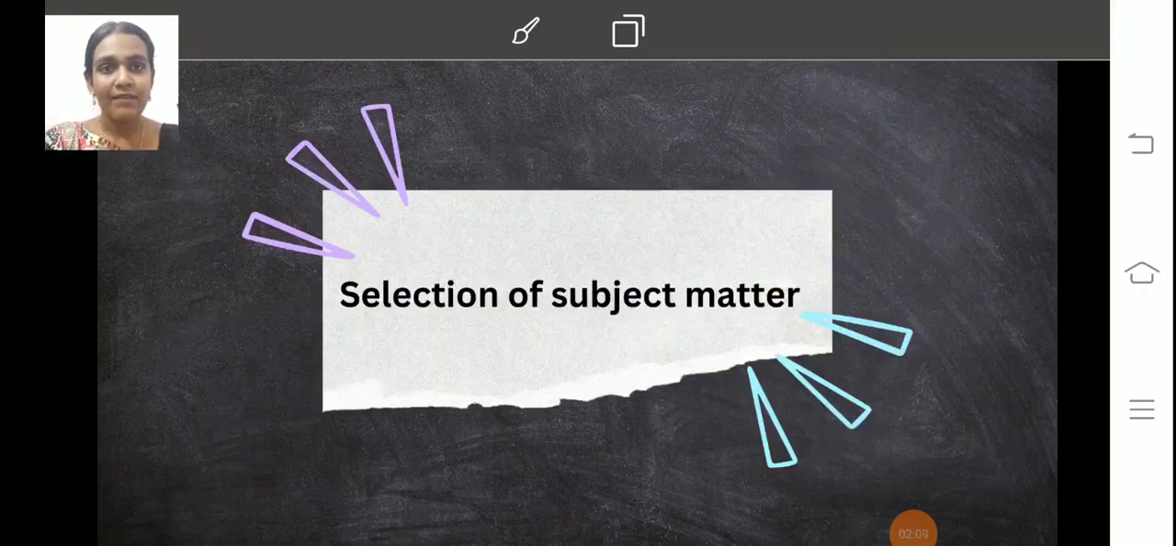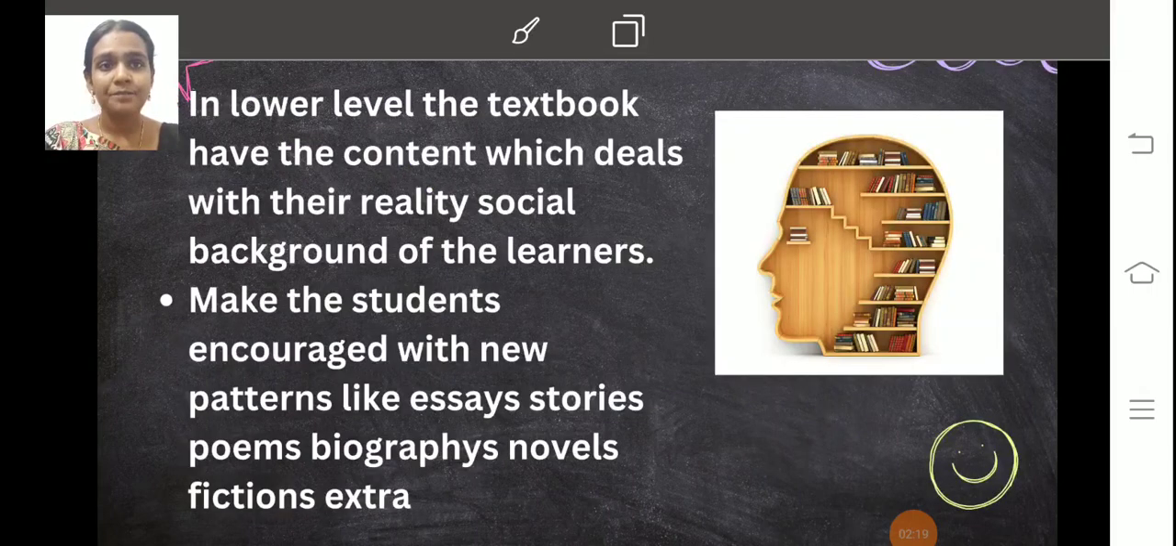The third suggestion is selection of subject matter. The subject matter is very important. A textbook is used for subject matter, so it is the main thing that is included in it. In lower levels, the textbook has content which deals with the reality and social background of the learners. A textbook must contain social value, and it must relate to their day-to-day life. For example, in the lower grades, the poems and prose pieces are about festivals and family, so that the students can relate them to their day-to-day life.